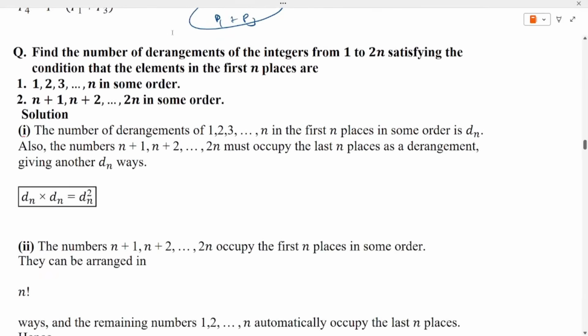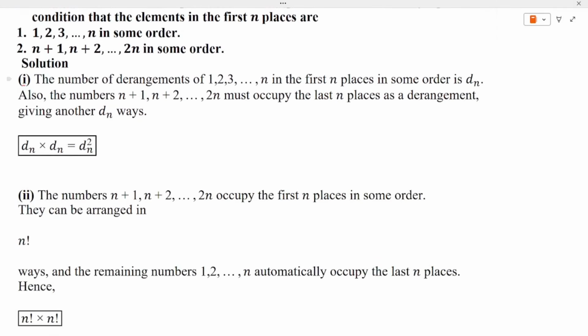Next is the derangements again, which is easy. 1 to 3 in the same order means Dn into Dn is equal to Dn whole square. If you want Dn plus 1, n plus 2 up to 2n, you'll be having the n places in the same order, which means it will be n factorial. That means in 2 orders it means n into n factorial.